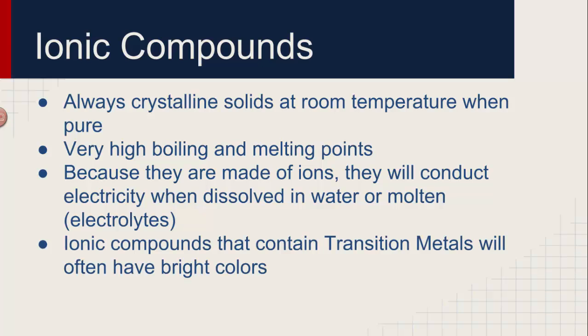Ionic compounds that contain transition metals often have very bright colors, and you've seen some of those: nickel or copper or manganese. Compounds that contain those transition metals, ionic compounds, will often be very brightly colored, blues and greens and reds and yellows.